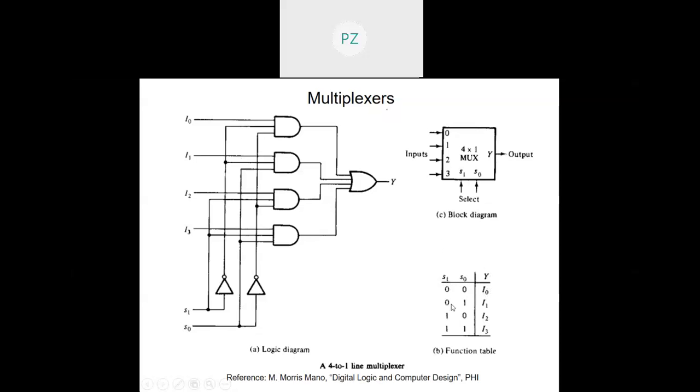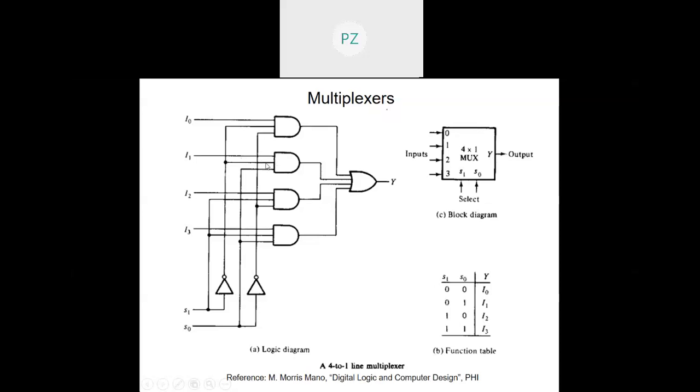Now come to the condition S1 S0 being 0, 1. In that case, when it is 0, 1, you are getting a 1 here and a 1 here. So let us see. This gate receives the complement of S1 and the true value of S0. So only this gate will be enabled. All three will be disabled. Disabled means their outputs will be 0, 0, 0.